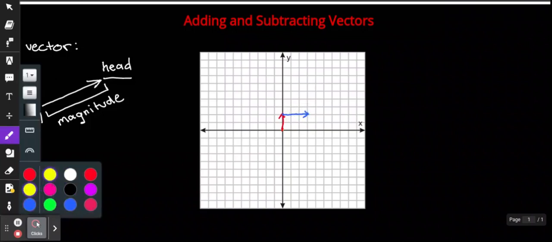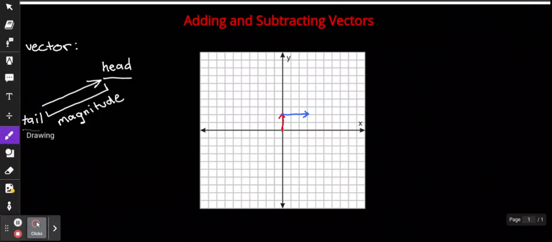Now our resultant vector's tail is going to be attached to the tail of our first vector, so right here, and its head is going to be attached to the head of our second vector, so right here, and we're going to draw the resultant vector. So that's the first way that we can add vectors, using the end-to-end method.